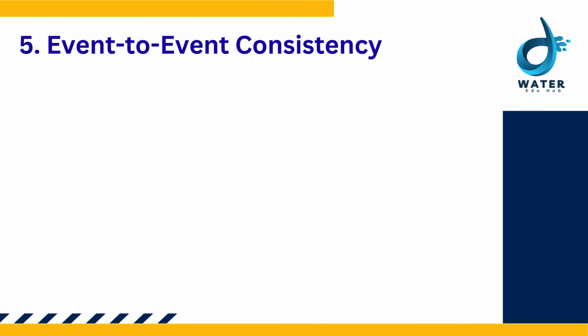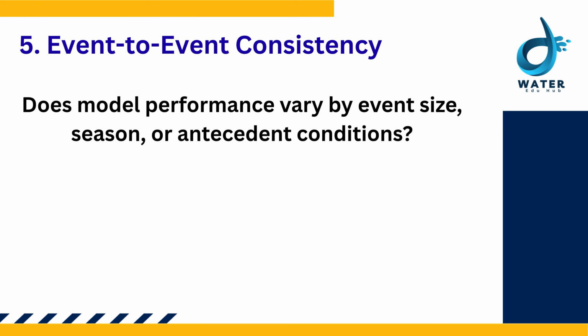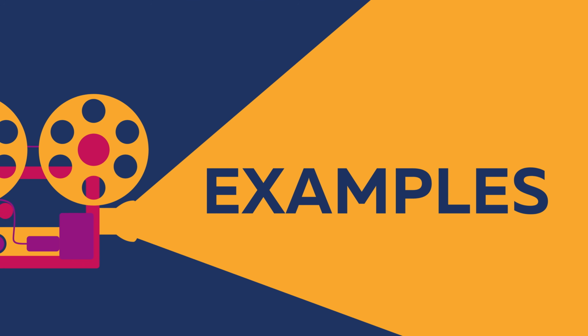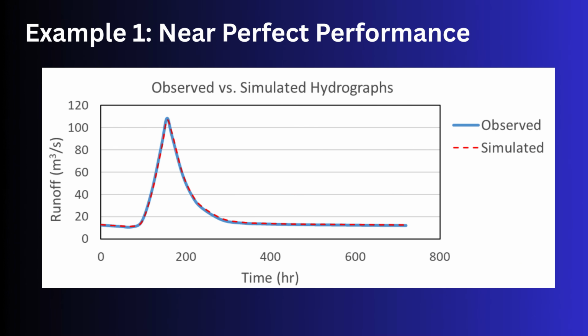Fifth, event-to-event consistency. Check whether the performance varies by event size, season, and antecedent conditions. This reveals whether the model is robust or condition dependent. Let's go through a few examples. In our first one, we have a well-calibrated model with good performance across all flow regimes. Peak magnitude and timing are captured well, and the rising and recessing limbs are great. Total simulated volume should be very close to the observed one.